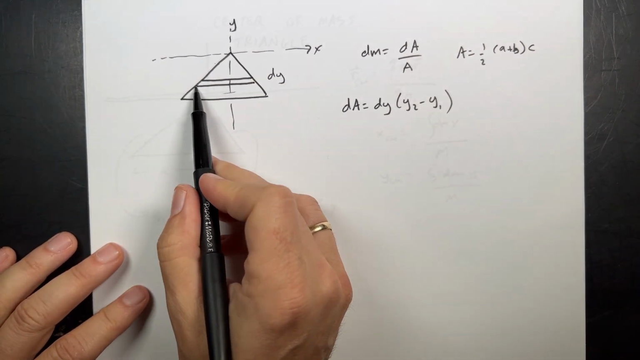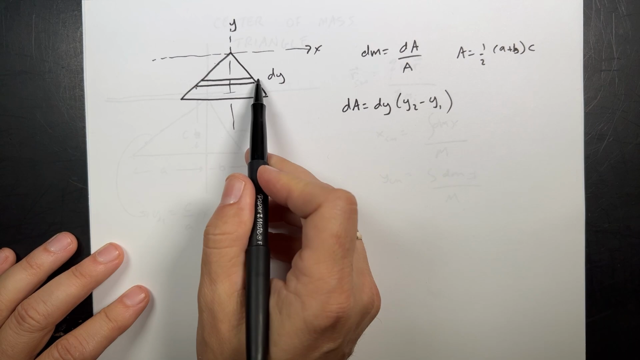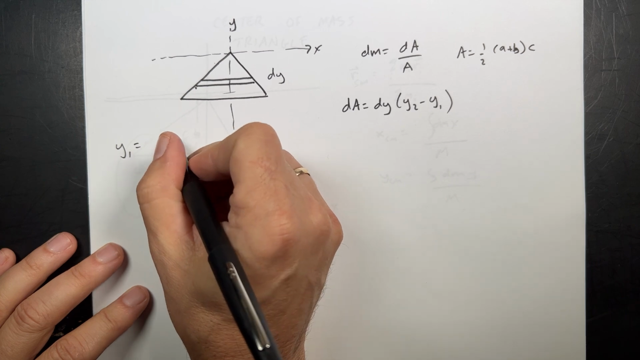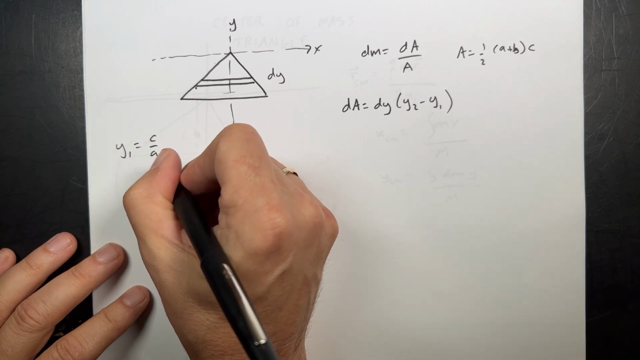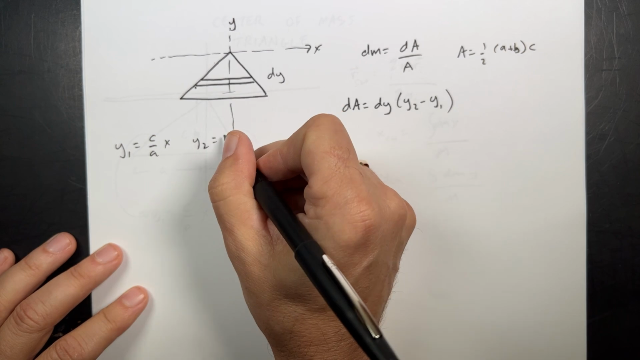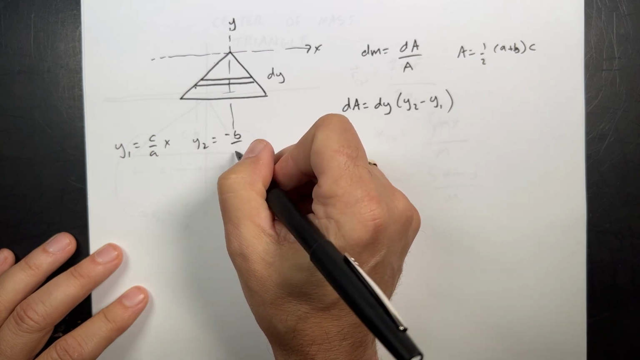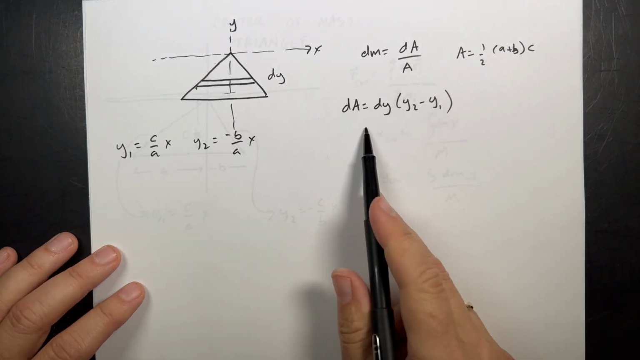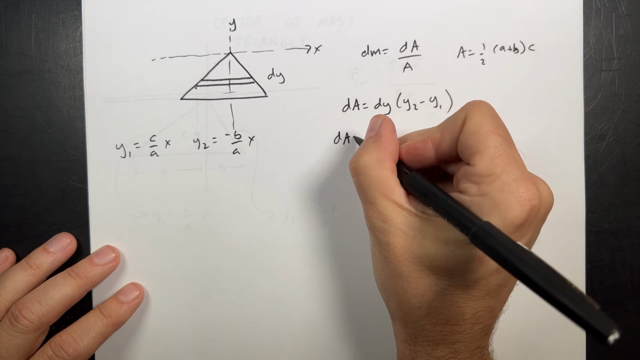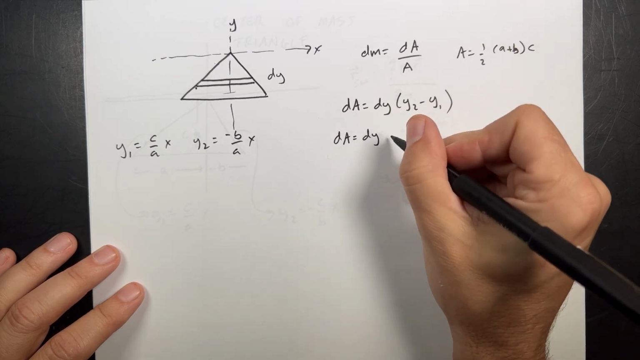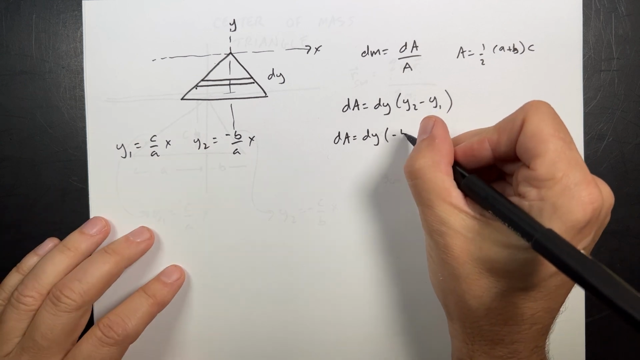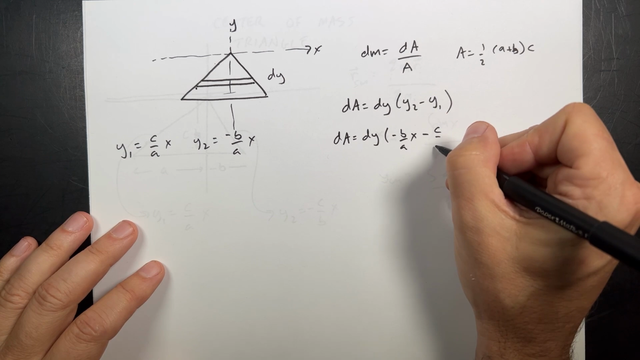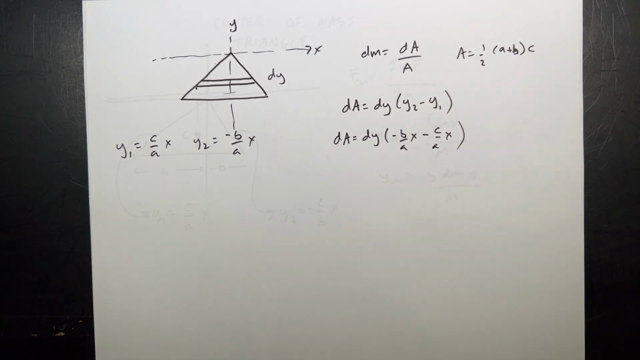Because it goes from this side, y1, to that side, y2. And remember, y1 is, what was it? c over ax, y2 is negative b over ax. So if I put that in, I get dA is going to be dy, y2 is negative b over ax, minus this, minus c over ax.